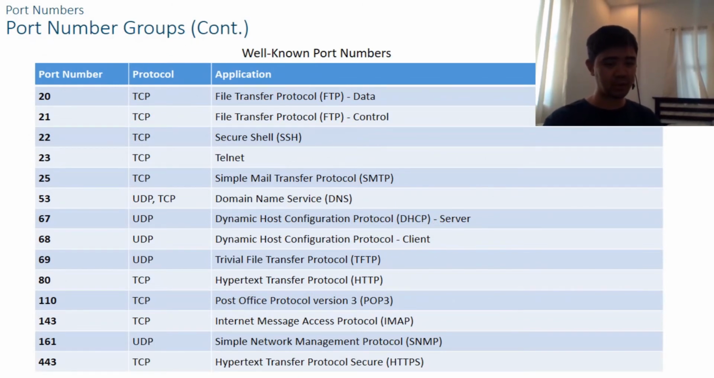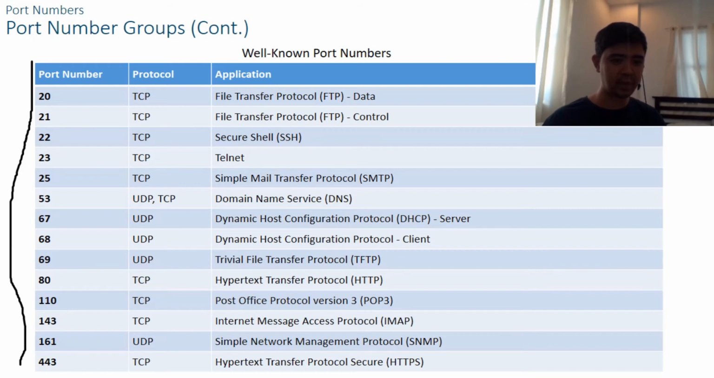Again, there are 1024 well-known ports, but those listed here are the important ones that you need to memorize. You have to take note of these port numbers. For FTP, we have two ports, 20 and 21. SSH is 22. Telnet is 23. SMTP is 25. DNS is 53. DHCP for the server side is 67, on the client side is 68. TFTP is 69. HTTP is 80. POP3 is 110. IMAP is 143. SNMP is 161. And HTTPS is 443. You should memorize these port numbers.